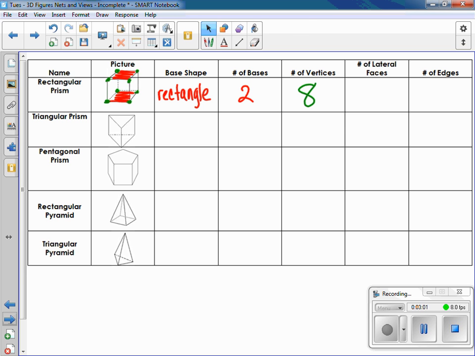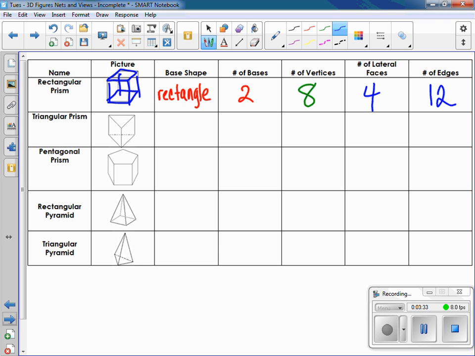Lateral faces do not include the bases. So your lateral faces are basically all your sides. So this front and this back and this left and this right. So there are 4 of those. Edges are a little bit trickier. Sometimes it's easy to count, but it's a little bit better if eventually you can get to where you visualize it. There are 4 edges on the top, 4 edges on the bottom, and then there's 4 edges connecting those vertices. So 4 times 3, that's 12.